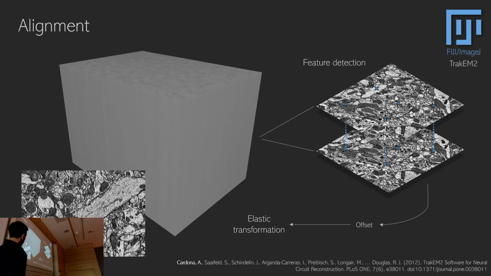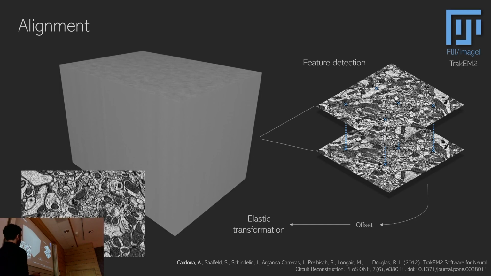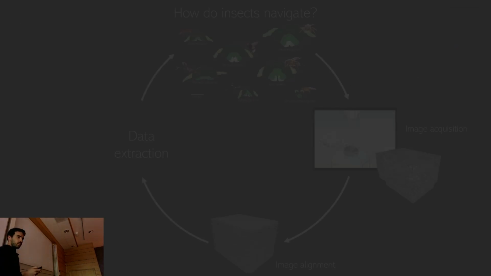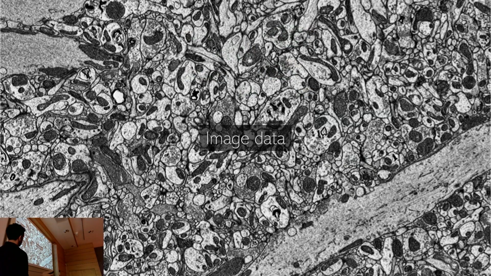So then once we have nicely aligned image stacks, we can start to extract biological information from it and build upon our pipeline. As I was telling you earlier, we can nicely see the membranes of the neurons. We can see synapses here and there, and we can also see the mitochondria of the neurons in there. And that's the kind of information that we want to extract.